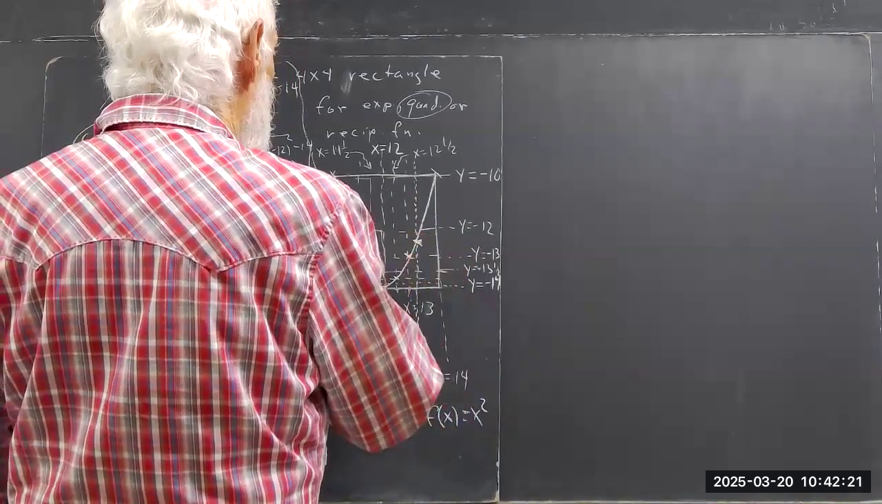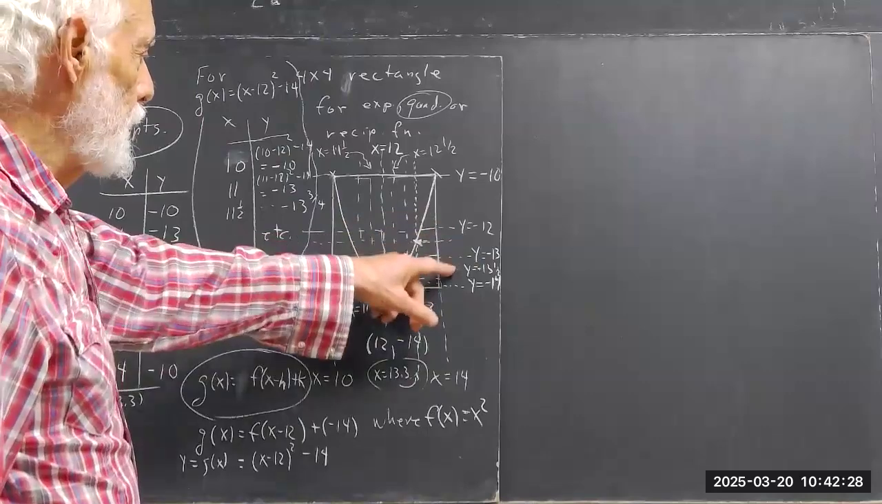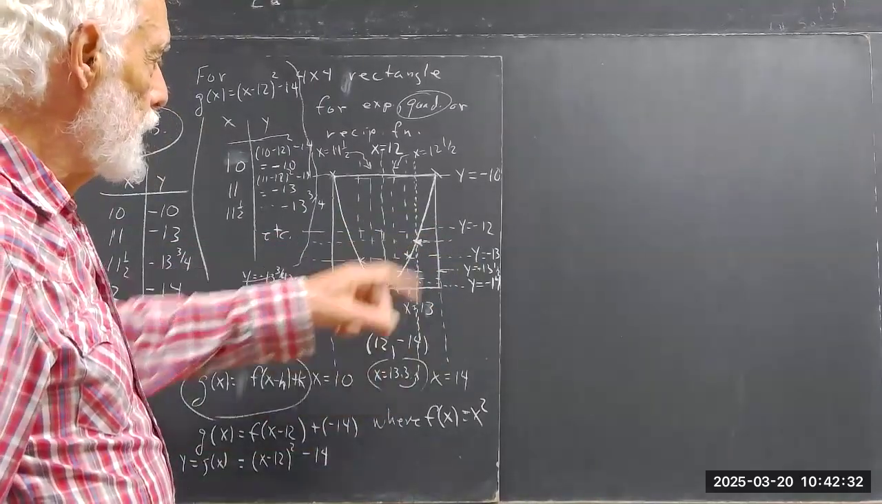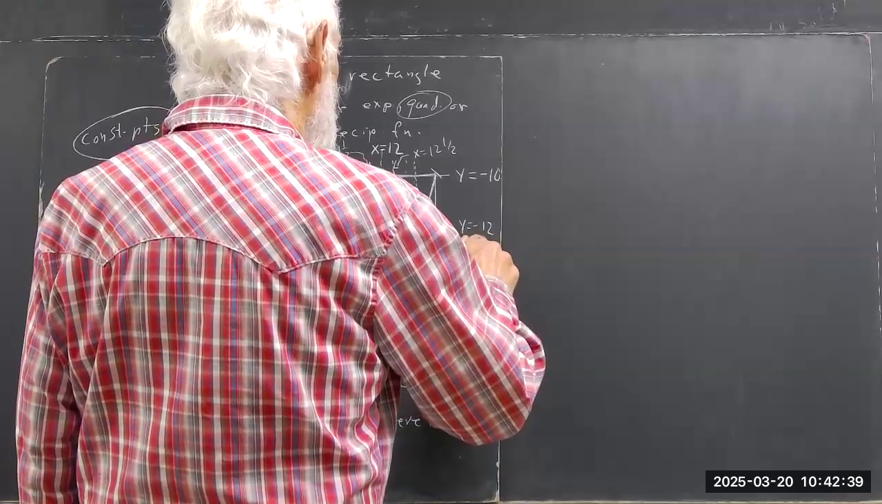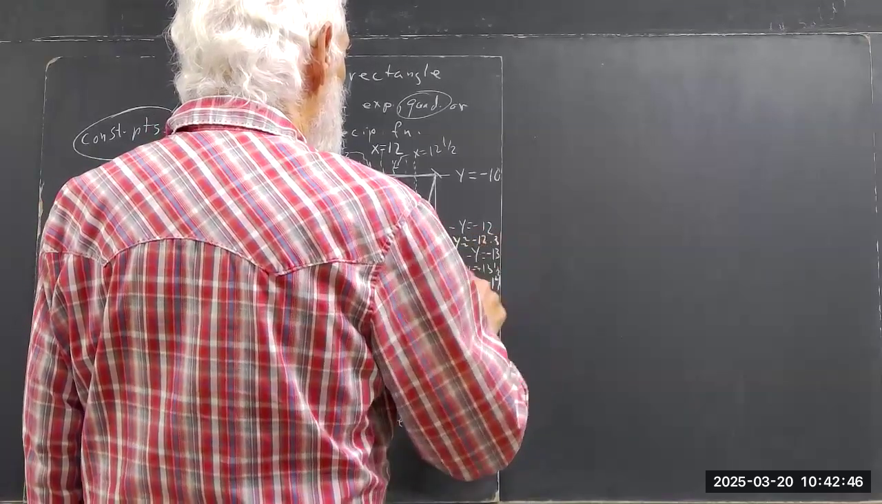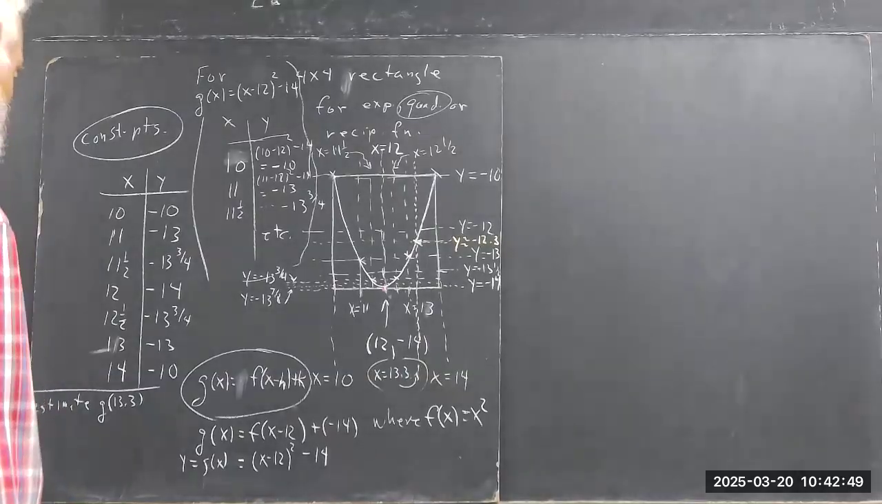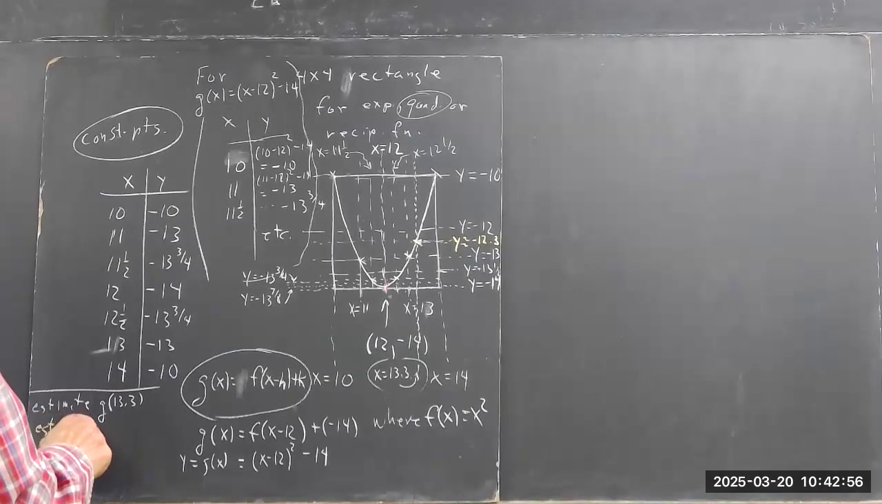Okay, so we've got this point, and we draw a horizontal line through it. And we see that it's between negative 12 and negative 13, probably a little closer to negative 12. So we write an estimate: approximately equals about negative 12.3. Then what? Well, I say, check it out. Does it work with this function?